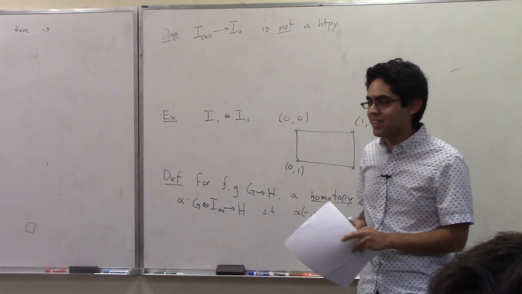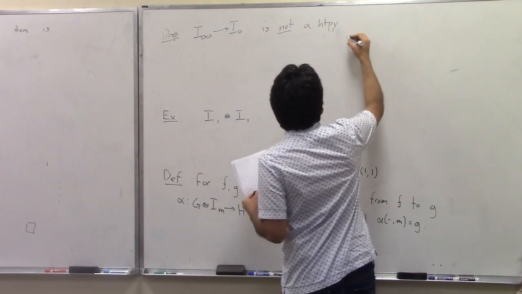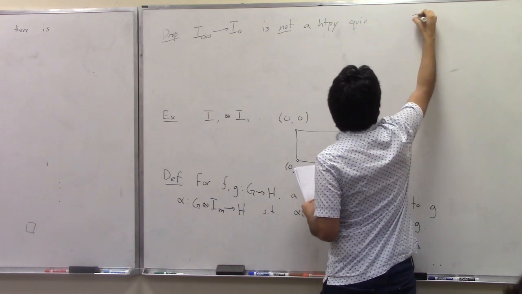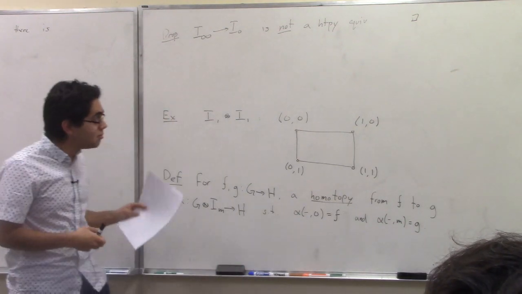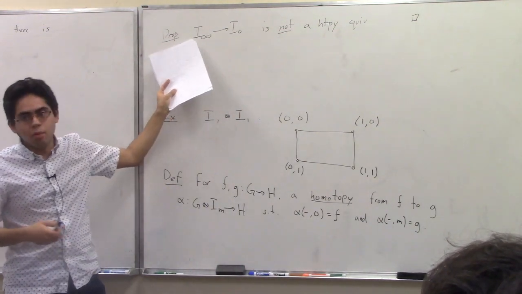Yes, yes. M is a non-infinity thing. OK, yeah. So I guess people already are cluing into why this is not a homotopy equivalence. But I'll just say in words why that is. Right, like an inverse would be a map from I0 to I infinity.